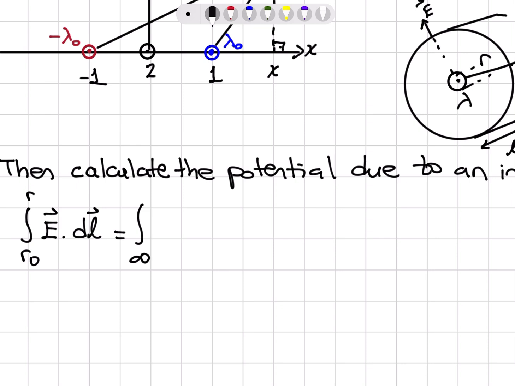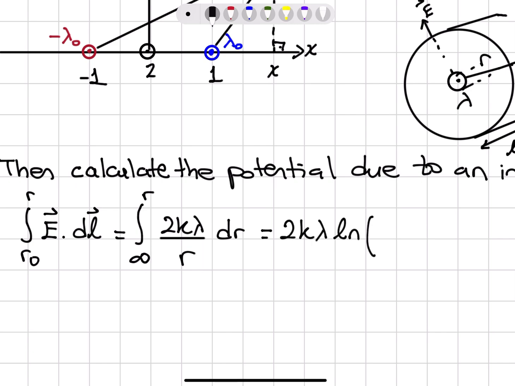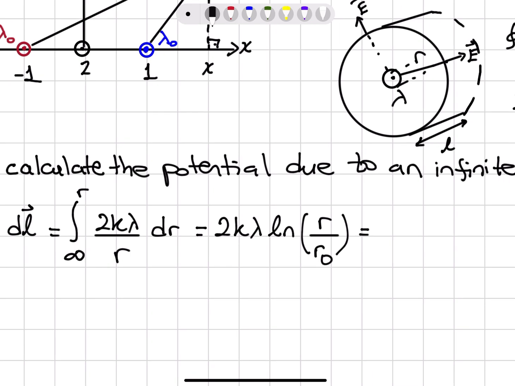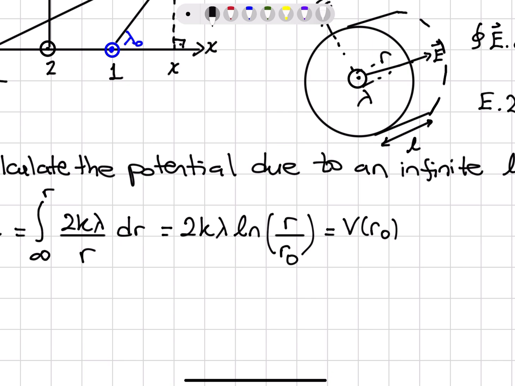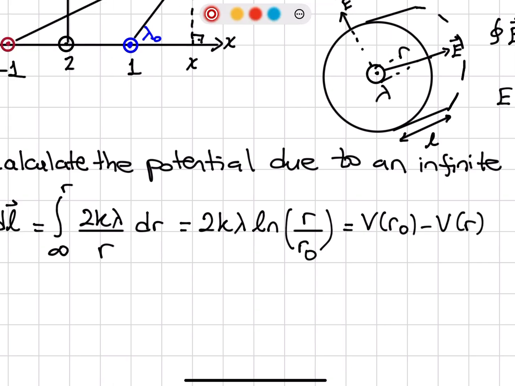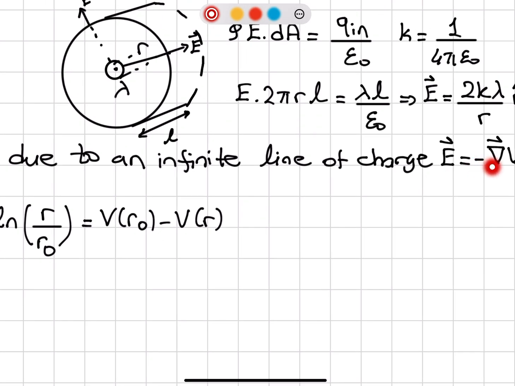So it's approximately infinity over R. And then I have 2k lambda over R, my electric field, dr. Basically, I'm taking R0 to be approximately equal to infinity. This is going to give me 2k lambda natural logarithm R over R0. And that is basically the potential at R0 minus the potential at R, because of the minus sign in the gradient here, minus gradient of V.